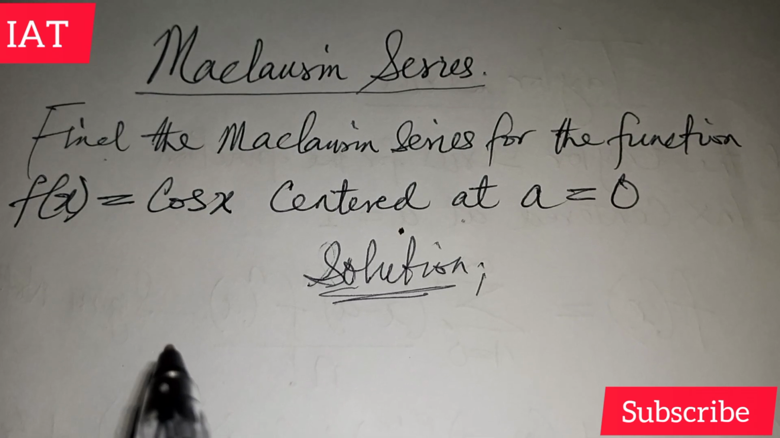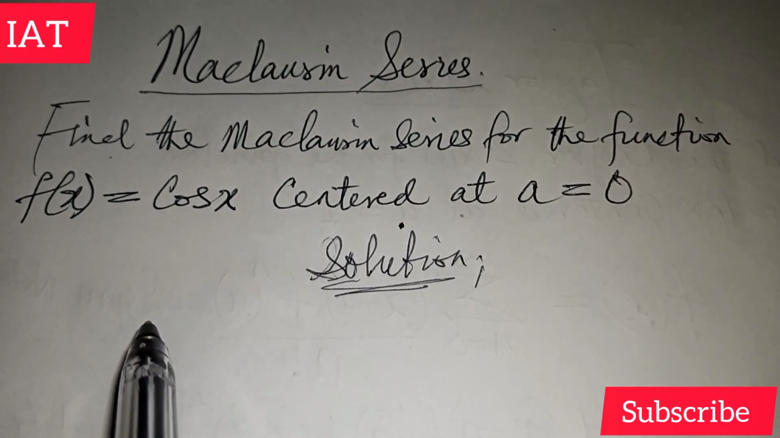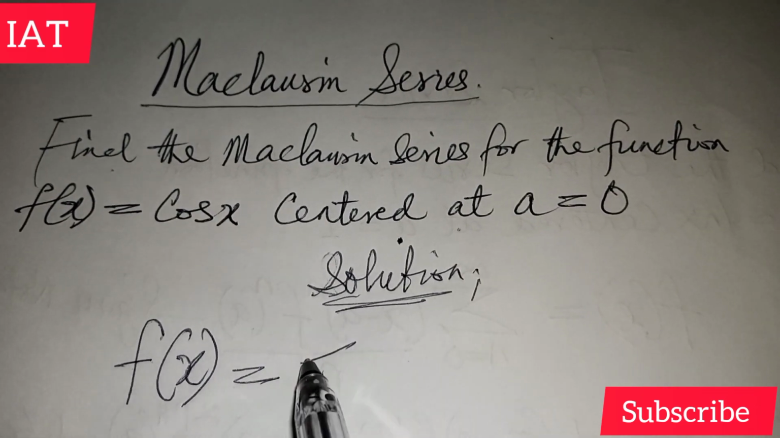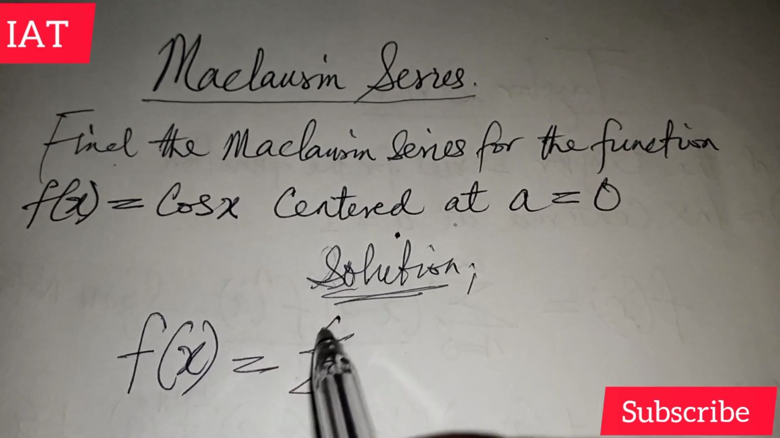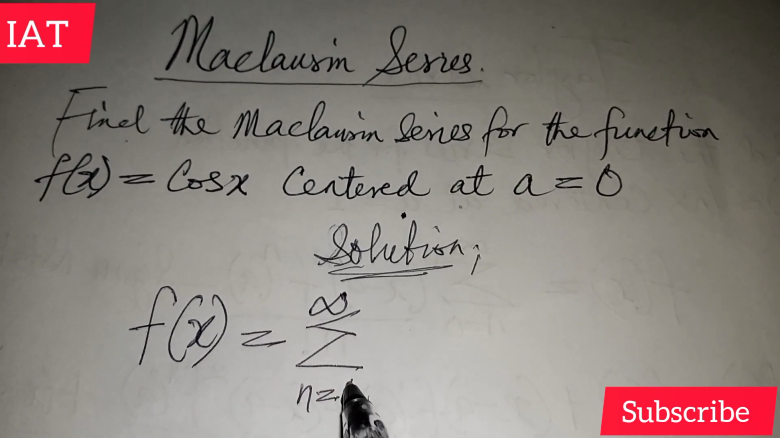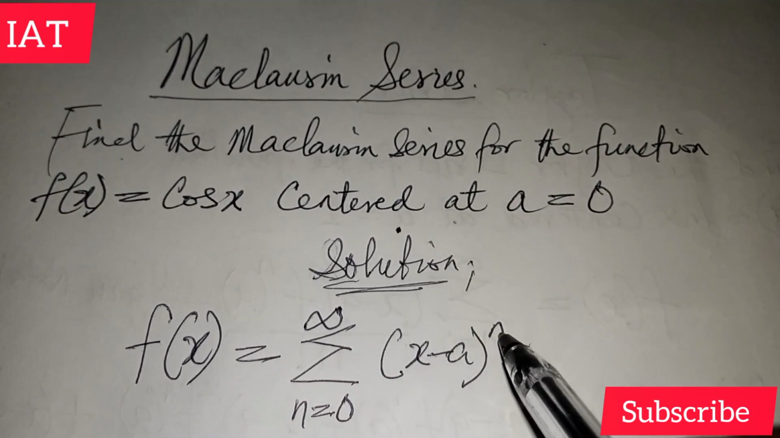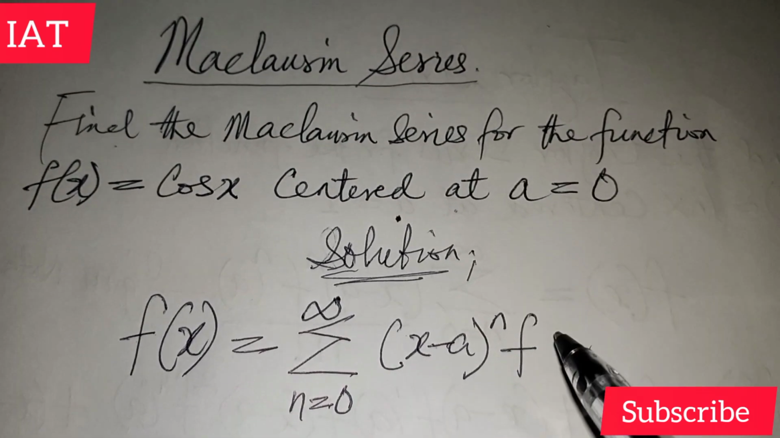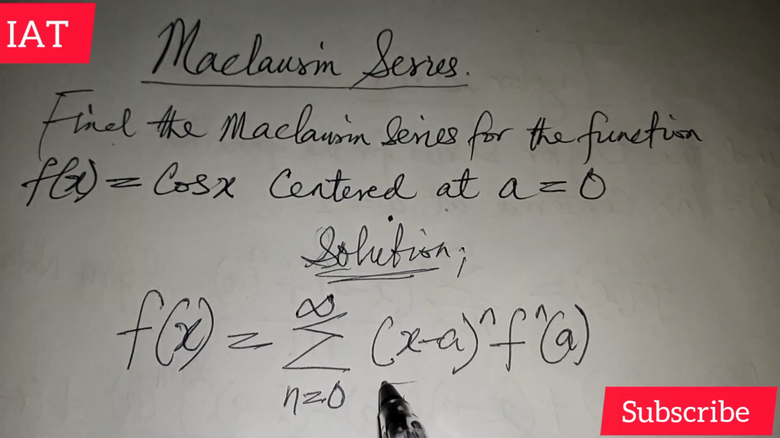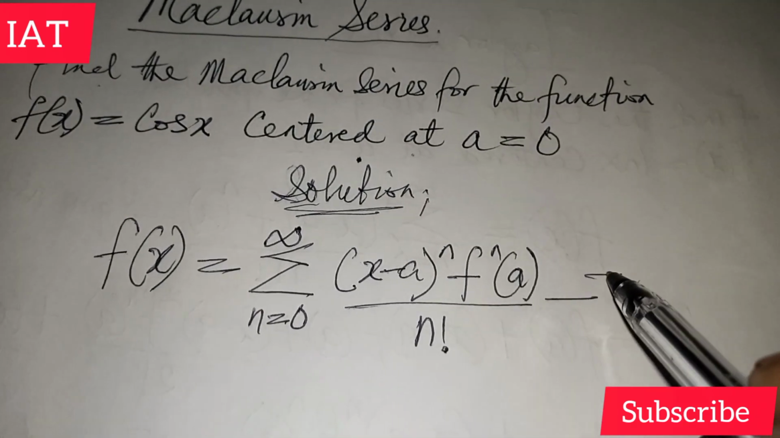But then what exactly is Maclaurin series? Maclaurin series expansion is a Taylor series about a equal to 0. We know that Taylor series has f of x equal to sigma, this is the sigma notation of Taylor series, of x minus a to the power of n, times the nth derivative of f at a, all over n factorial. This is Taylor series.